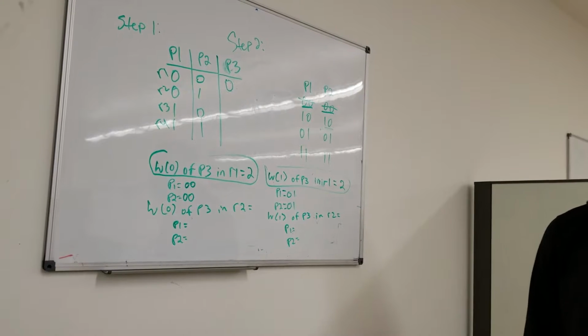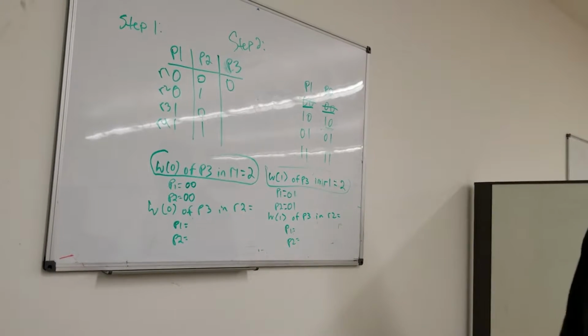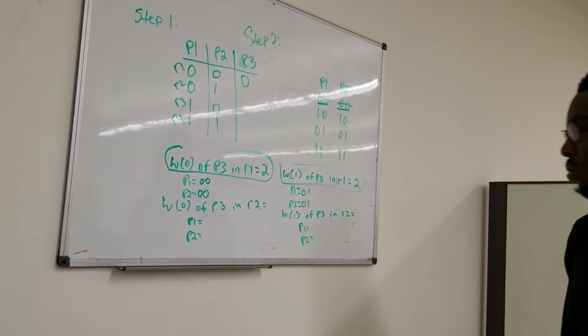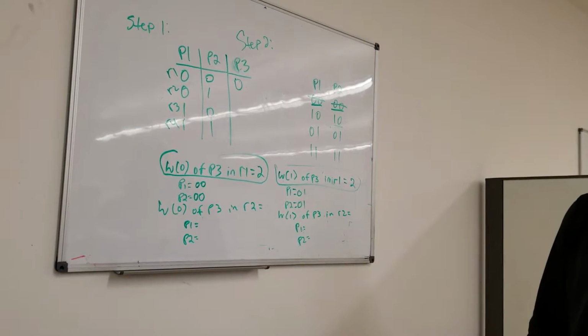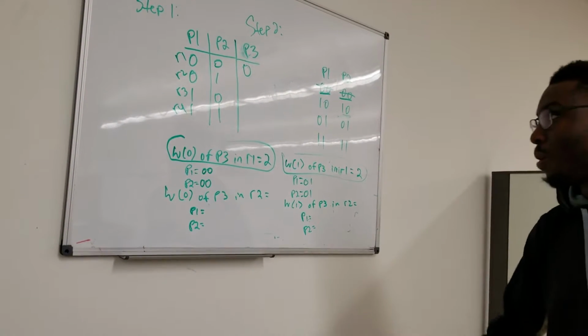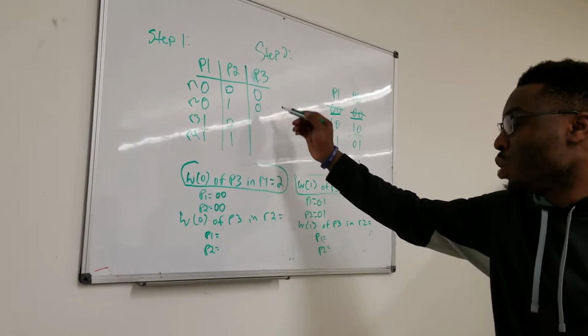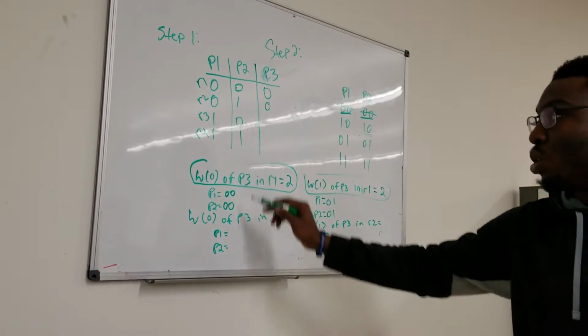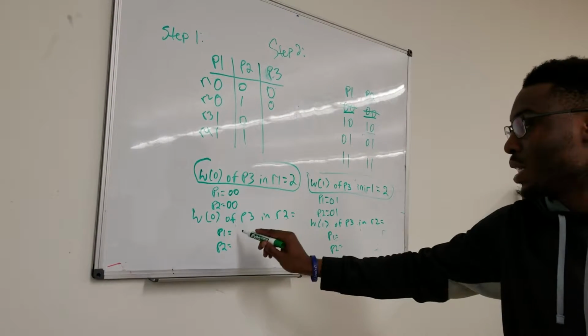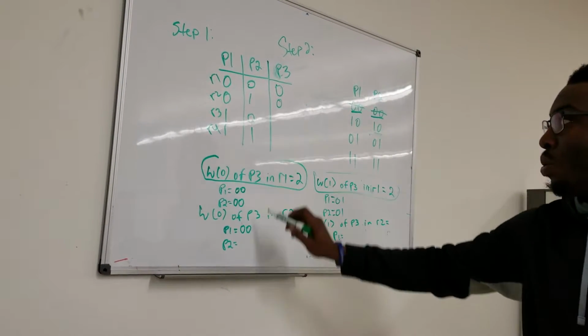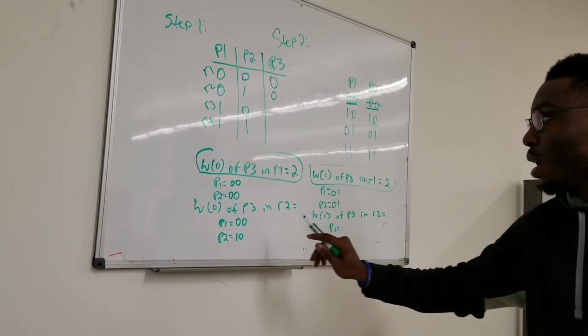Okay, P3. I'm ready. Yeah, go ahead. So now we look at row 2, right? What if in row 2 you put a 0 right there? You know that if you put a 0 right there, P1 is 0, 0, then P2 is 1, 0.